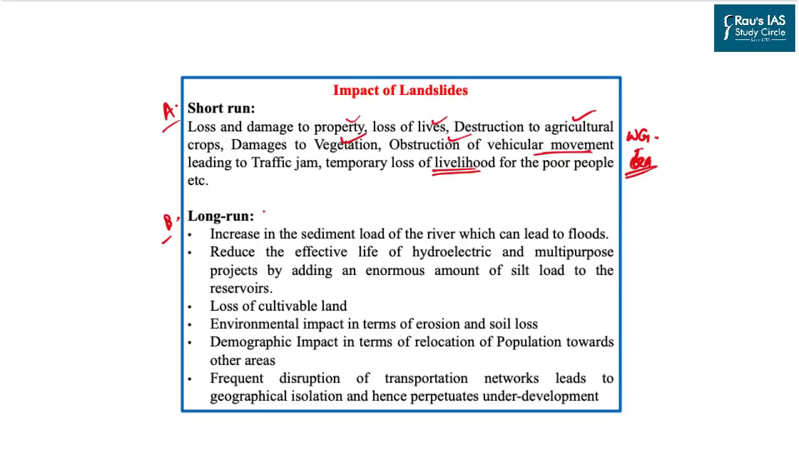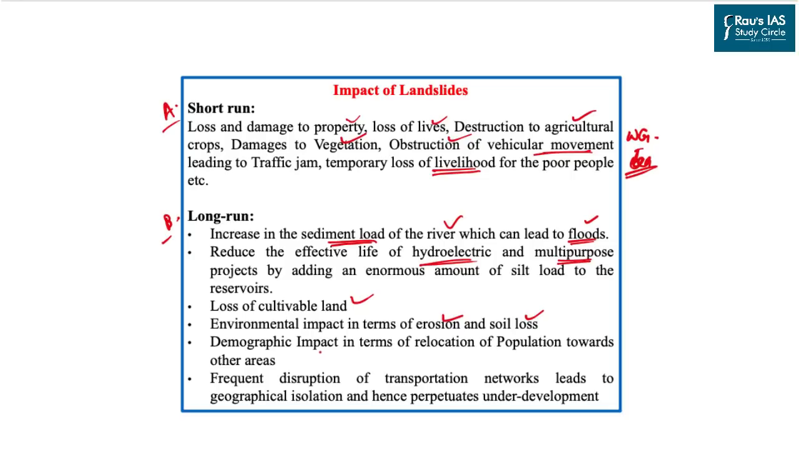In long run, we have issues like increase of the sedimentation load in the river, which actually leads to the deposition of sediments and causes floods. We have the issue of reducing the effective life of hydroelectric and multi-purpose projects because of the enormous amount of sedimentation. There is loss of cultivation land on the slopes of the hill as well as on the valley part where the siltation deposits. We have environmental impact on the erosion and the soil loss because the top soil is considered to be the best in terms of fertility.